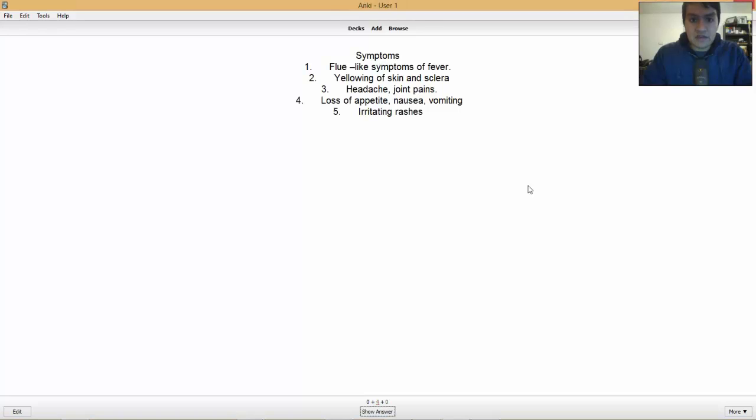Now, we go. Okay. Flu-like symptoms of fever, yellowing of skin, and sclera. Headache, joint pains, loss of appetite, nausea, vomiting, irritating rashes. Oh, flu. A lot of things have similar things in common, like vomiting, headache, fever. But this one is hepatitis, I believe.